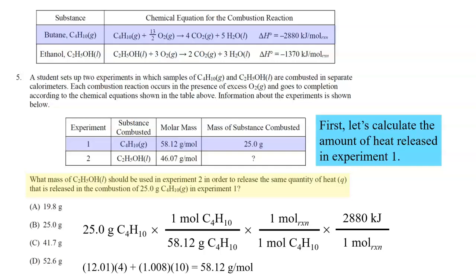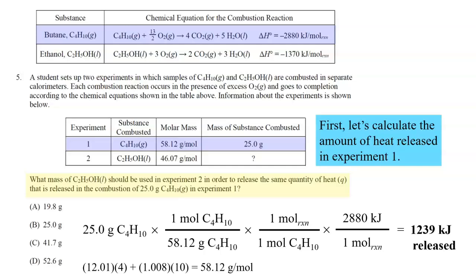Now that we've converted from grams of butane to moles of butane, from moles of butane to mole of reaction, and then finally from mole of reaction to kilojoules, we can pick up our calculator, and it's going to be 25 divided by 58.12, and then times 2,880, and our answer will be in units of kilojoules. So I get 1,239 kilojoules of heat released in experiment 1.